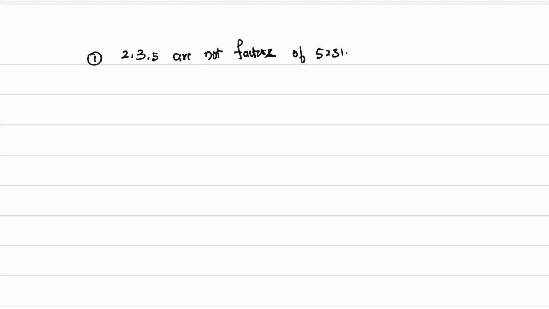Here is a very important step. Find out the square root of n. Here the square root of 5231 is approximately 72.3. Find out the square root.